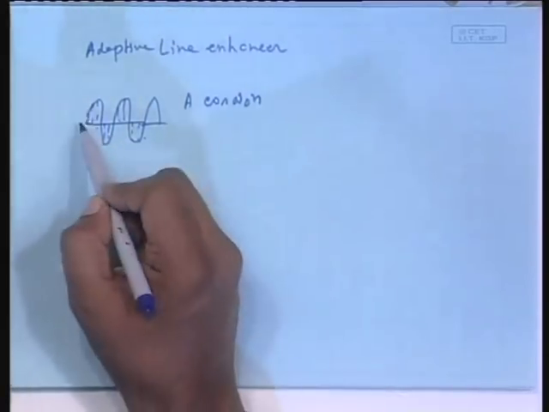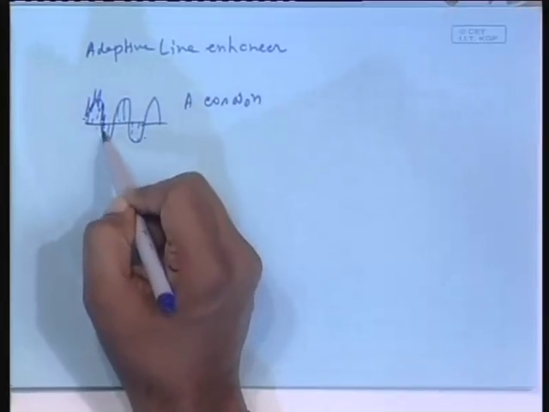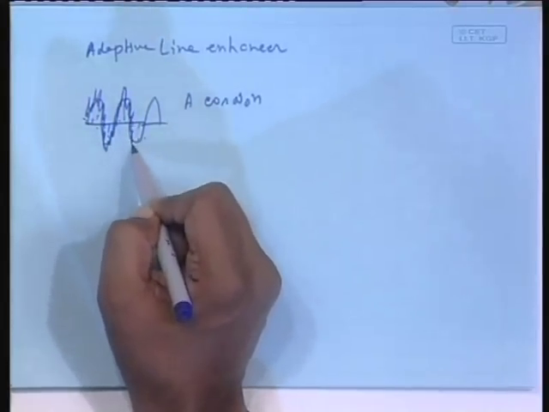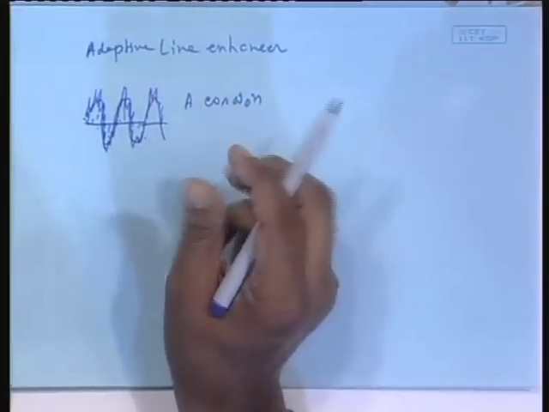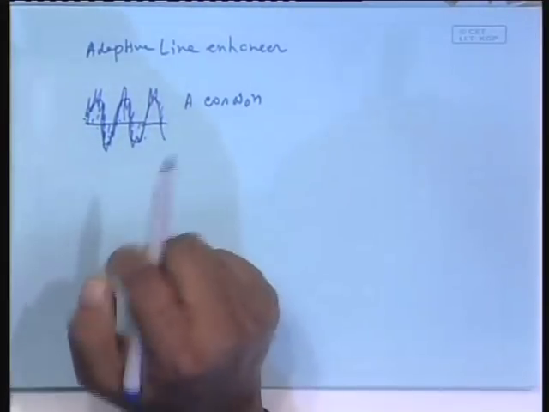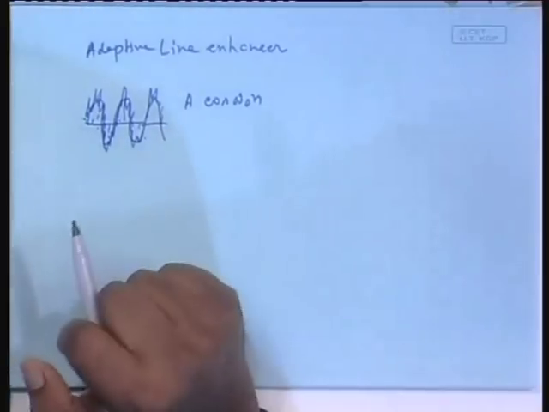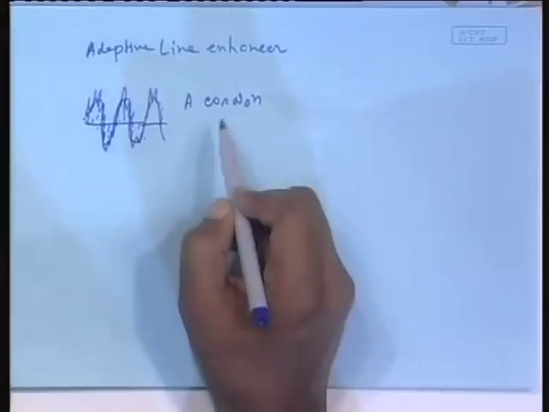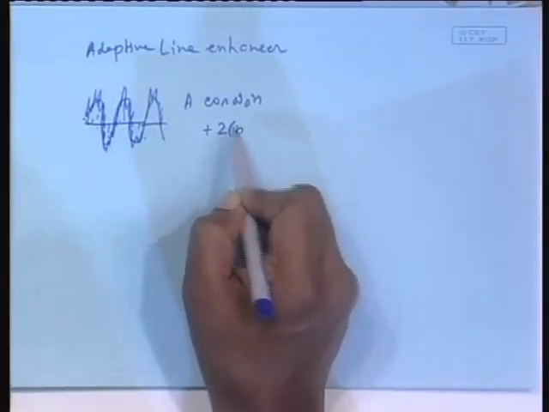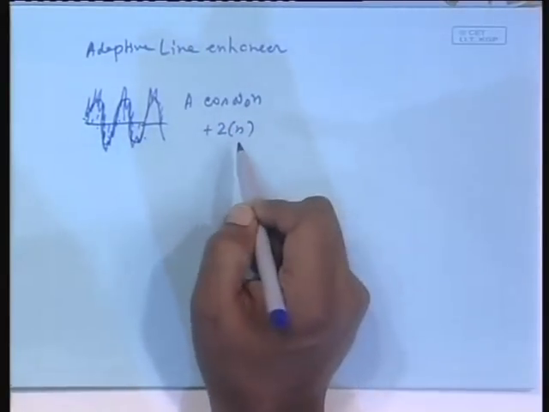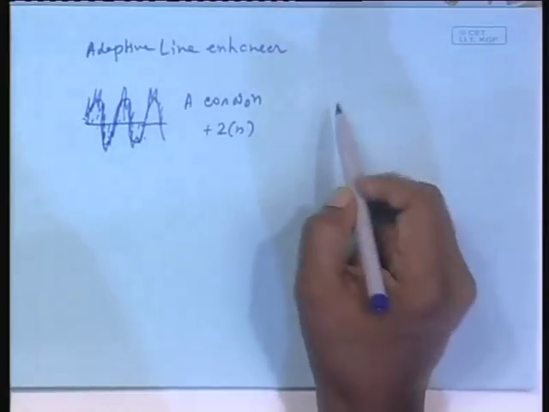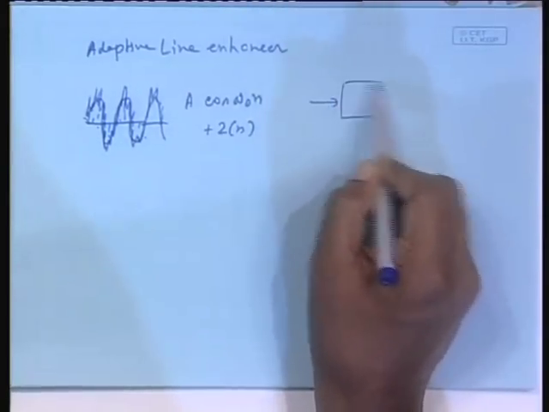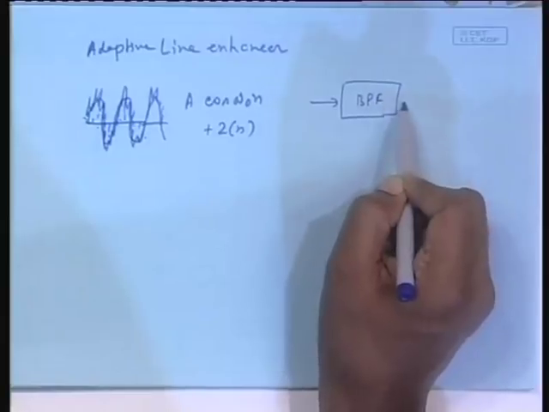But this is not a pure sinusoid, so there is some noise, and the noise power could be very high. The signal power may be less, so the SNR may not be that high. Now, suppose you want to extract the cosine omega naught n from this thing, where Zn is the noise and this is the signal. What will you do normally? You pass it through a band pass filter, is it not?